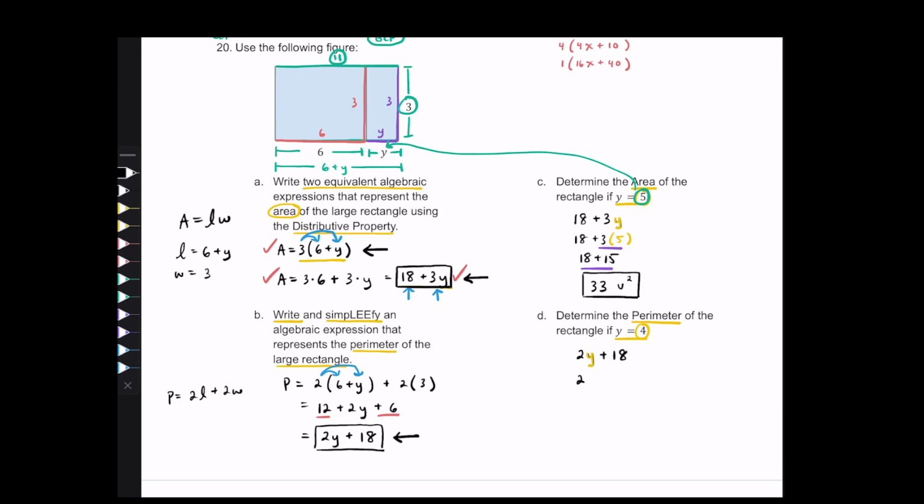And let's see what that would be. So it's 2 times this 4. And then we're going to add on the 18 afterwards. Following the order of operations here, 2 times 4 is going to be 8. So that's 8 plus 18. And 8 plus 18 is going to equal 26. So if y was equal to 4, then the perimeter here would be equal to 26 units all the way around. There we go. Okay, so there you have question 20. A little bit of applications for geometry here, using these algebraic expressions to represent area and perimeter.